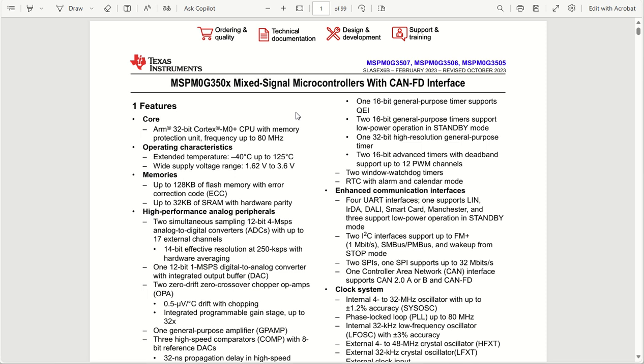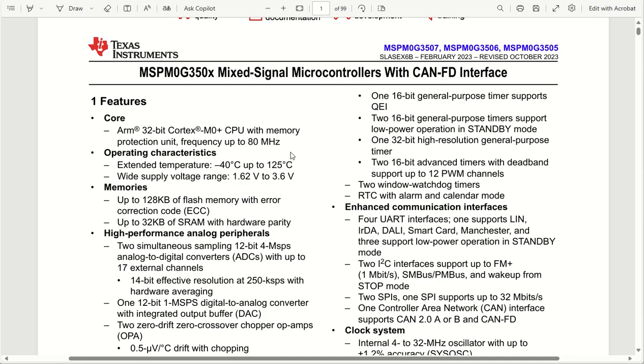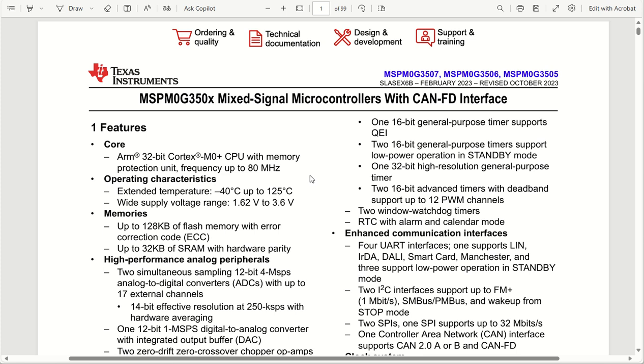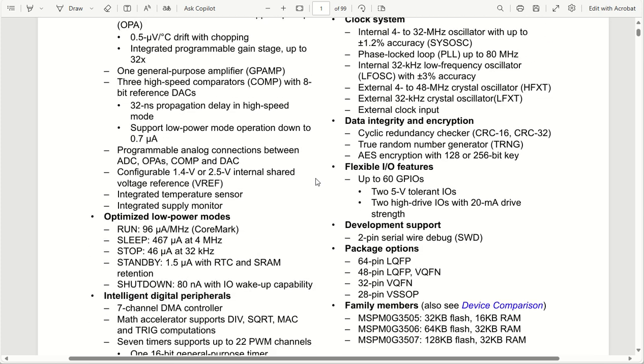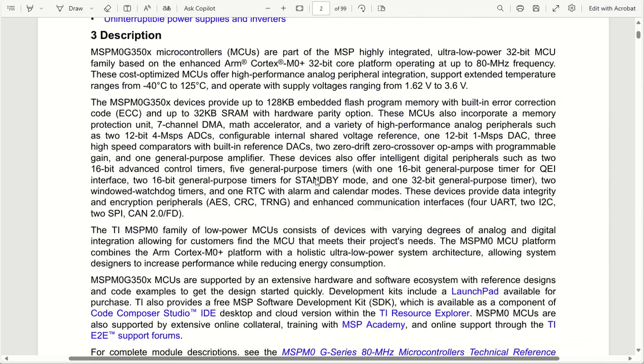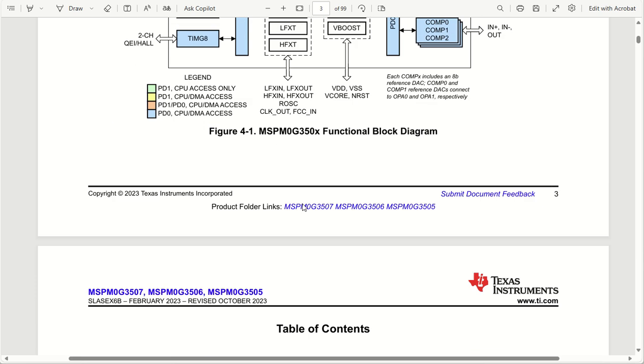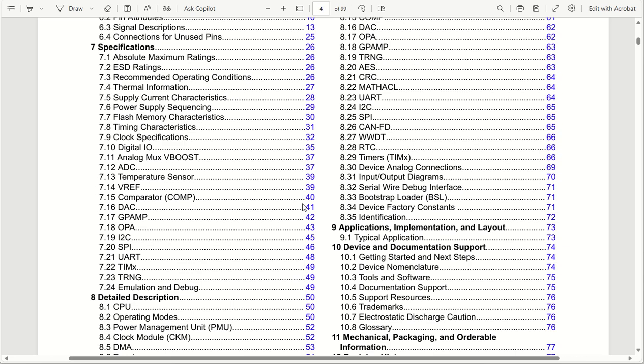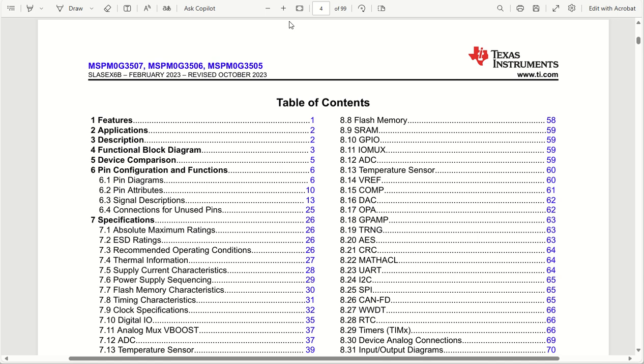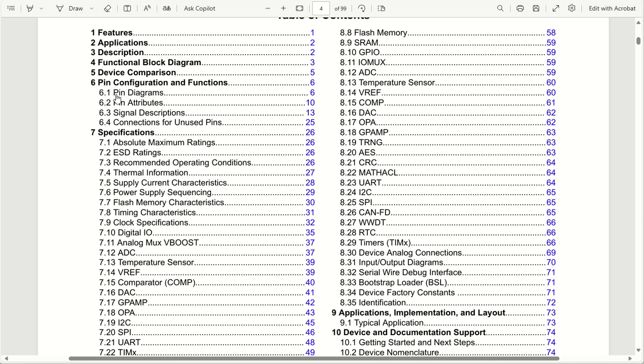So let us say you open the data sheet and you try to identify which pin you should go to for different functions. For that, you can come to the data sheet for the MSPM0G3507 series, and you can come to the table of contents. This is my table of contents on page number 4. You have the pin diagram, you have pin attributes, and you have signal description. Pin attributes can also help you, and signal description is much more convenient.